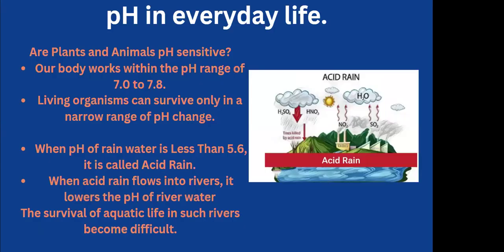Now, pH in everyday life. How sensitive are plants and animals to pH? The very first thing, let's talk about the body. Our body works within the range of 7 to 7.8, which is almost neutral. And living organisms can survive only in a narrow range of pH. When the pH of rain is less than 5.6, it turns out to be acid rain. And when acid rain flows into a river, it lowers the pH of the river water also. That affects the life of aquatic animals. So it's better not to have a polluted environment around each one of us.